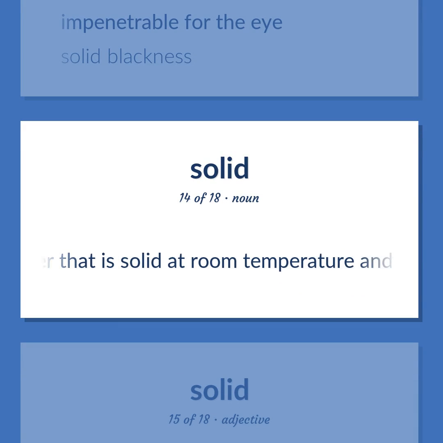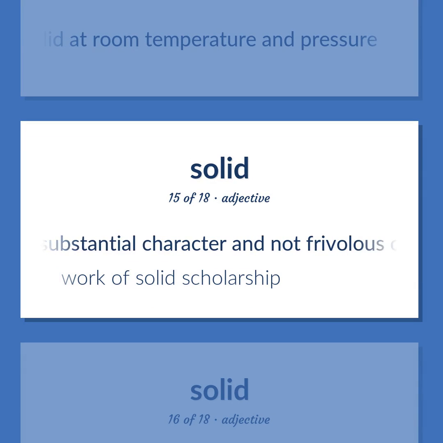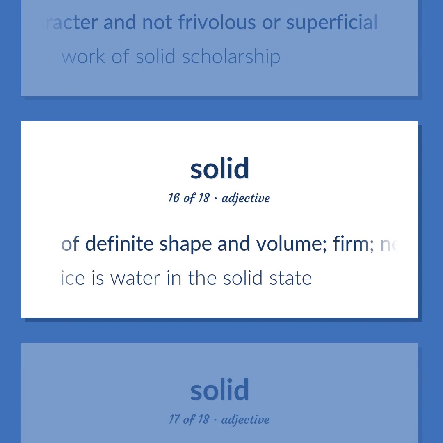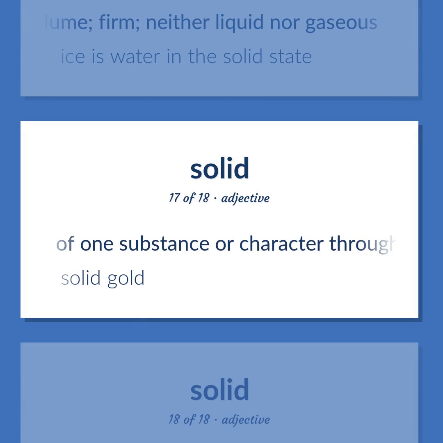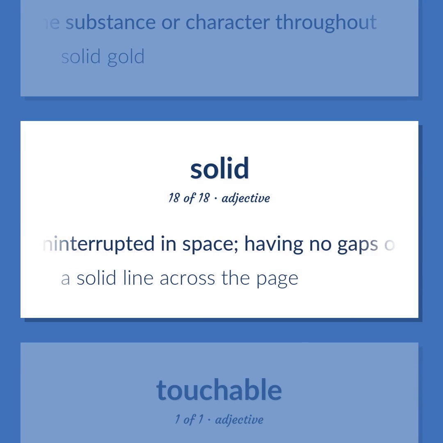Matter that is solid at room temperature and pressure. Of a substantial character and not frivolous or superficial. Work of solid scholarship. Of definite shape and volume, firm, neither liquid nor gaseous. Ice is water in the solid state. Of one substance or character throughout. Solid gold. Uninterrupted in space, having no gaps or breaks. A solid line across the page.